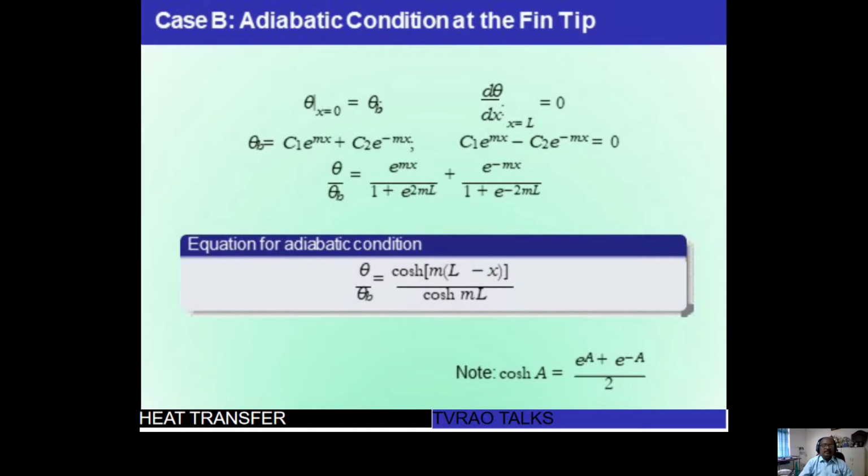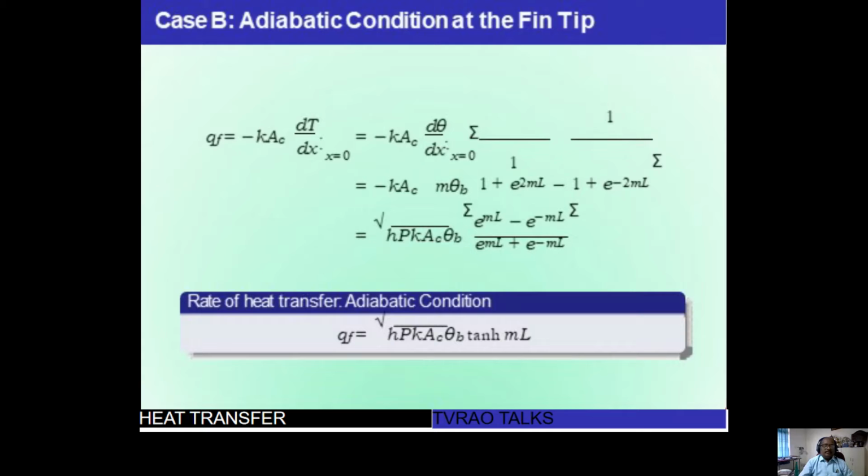For the heat transfer equation, we have to substitute some values in this heat transfer equation. Heat transfer equals minus kA into dT by dx. Instead of dT by dx, you have to take d theta by dx. So d theta by dx at any point we can find out, that is, we take x equal to 0, at the start. At x equal to 0, if you substitute d theta by dx in this equation, we will get the final heat transfer equation for the insulated fin equal to square root of hPkA into theta b into tanh mL.